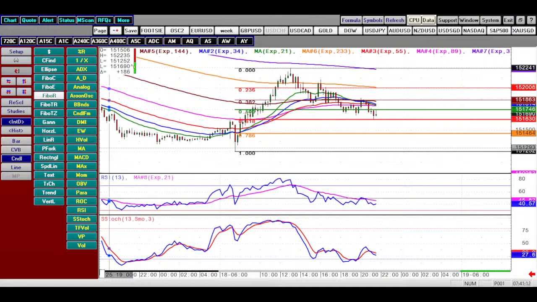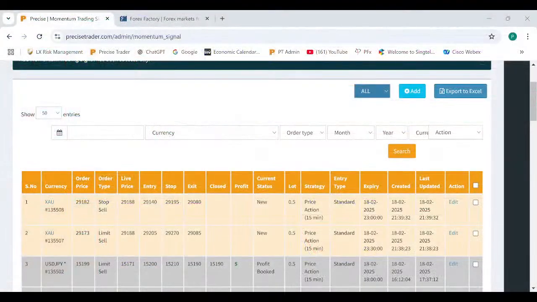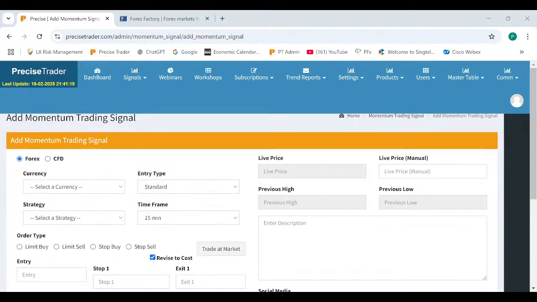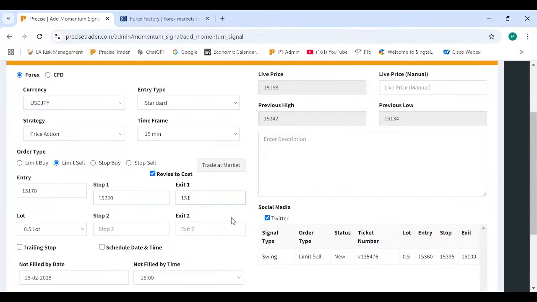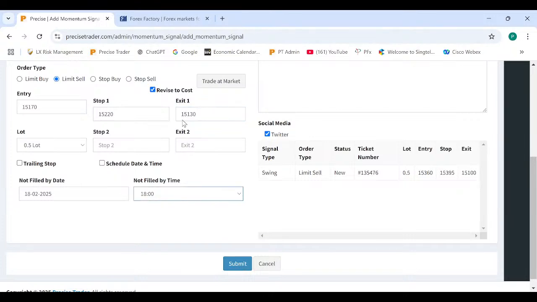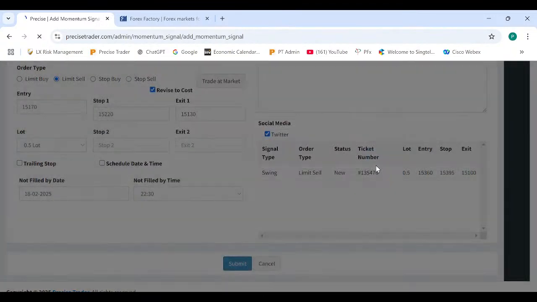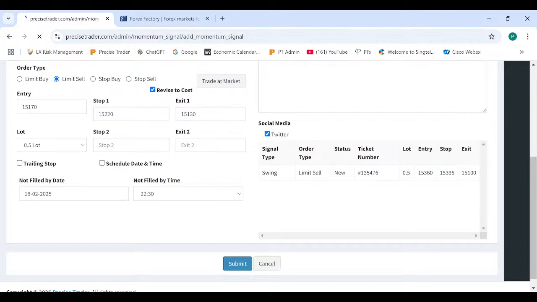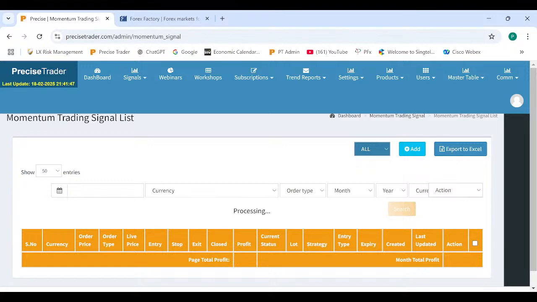So we are going to trade selling at 151.70. Okay, try to sell it at 151.70. Okay, let me see the target. I think we'll put 30. Okay, 151.70, stop at 152.20, TP at 151.30. Half lot, and this is until 10:30. That means we'll try to enter at market or 70. Okay, let me put in this trade as well.